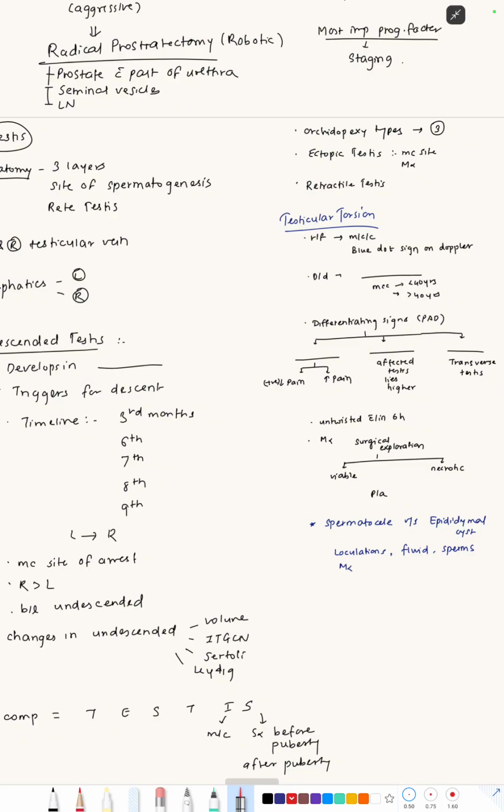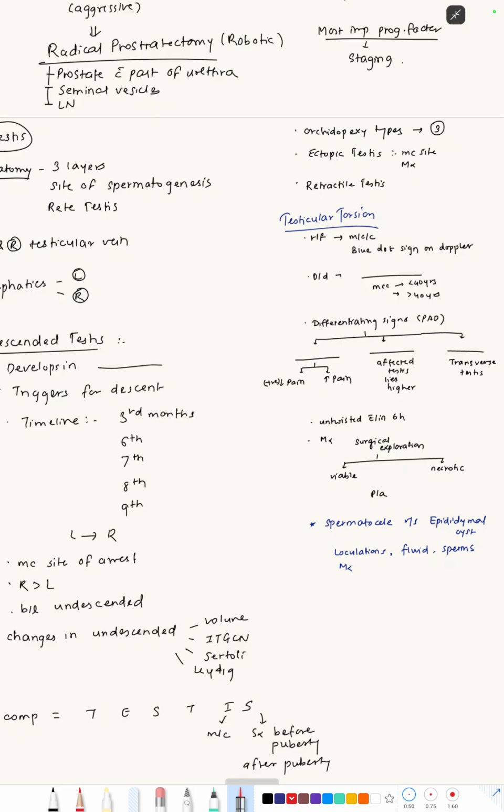Management is by surgical exploration. After surgical exploration, if the testis is found to be viable, then derotation and orchidopexy are done. If it's a case of necrotic testis, an orchidectomy is done. Prophylactically, contralateral orchidopexy is also done.